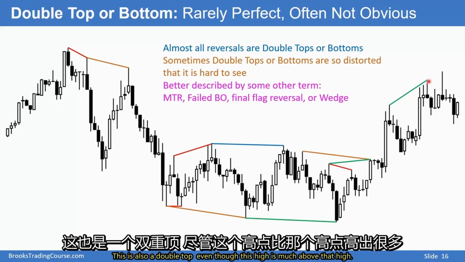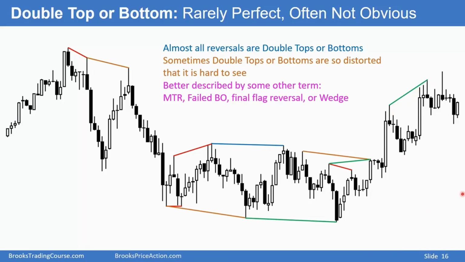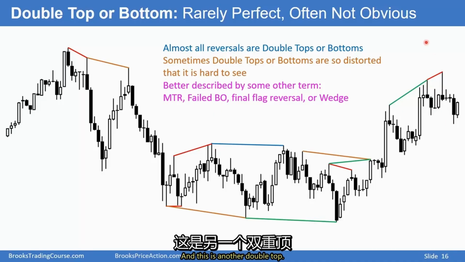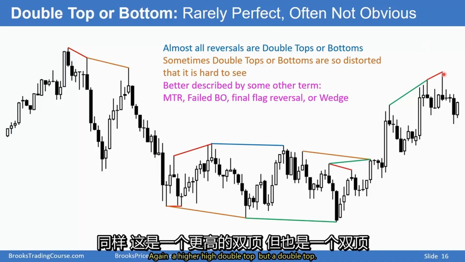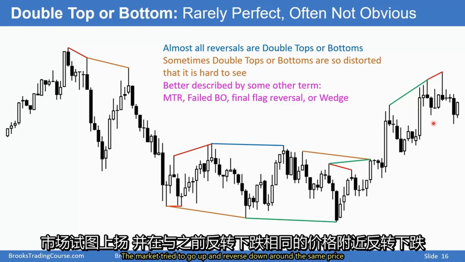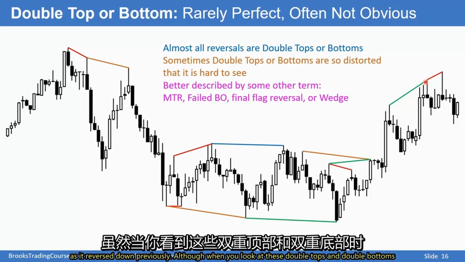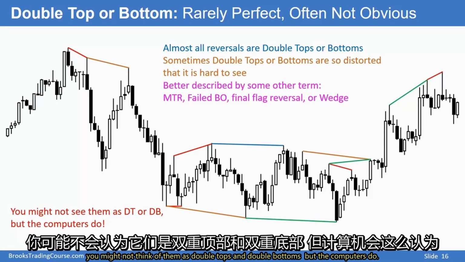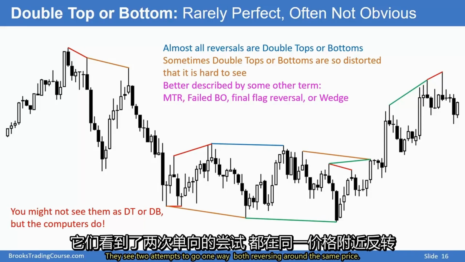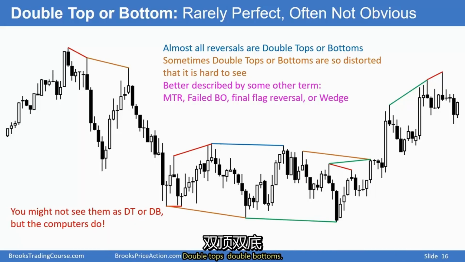This is also a double top, even though this high is much above that high. And this is another double top. Again, a higher high double top, but a double top. The market tried to go up and reversed down around the same price as it reversed down previously. Although when you look at these double tops and double bottoms, you might not think of them as double tops and double bottoms, but the computers do. They see two attempts to go one way, both reversing around the same price. Double tops, double bottoms. And that's how you should see them as well.